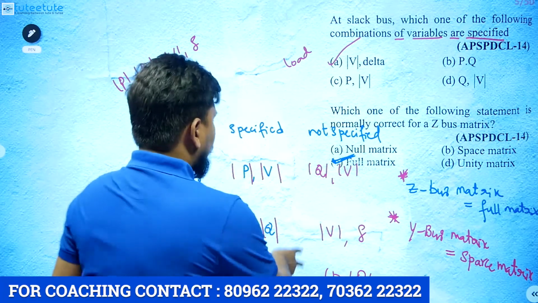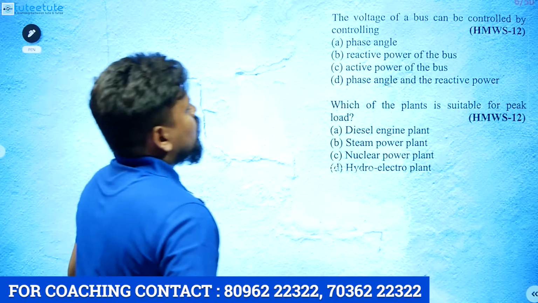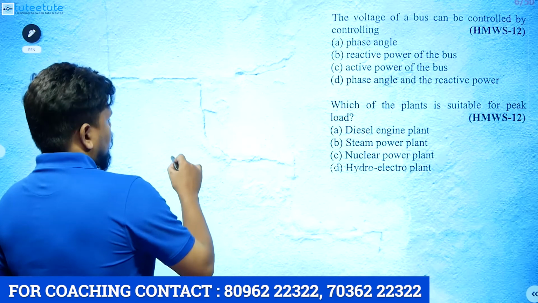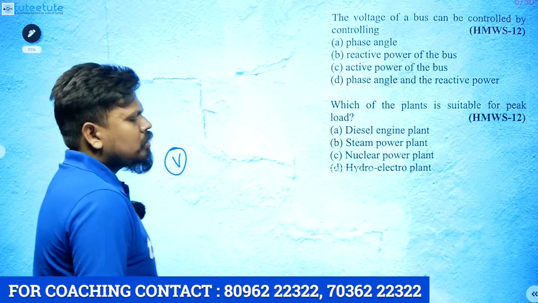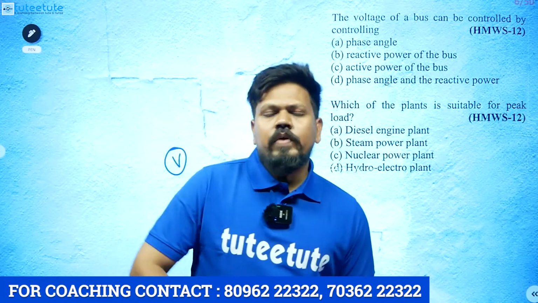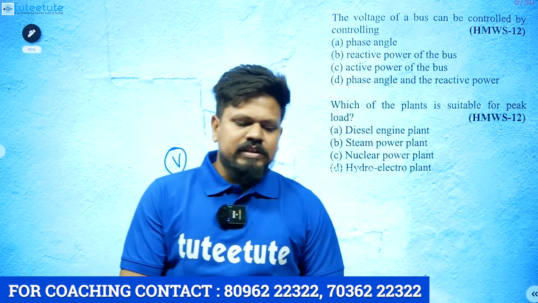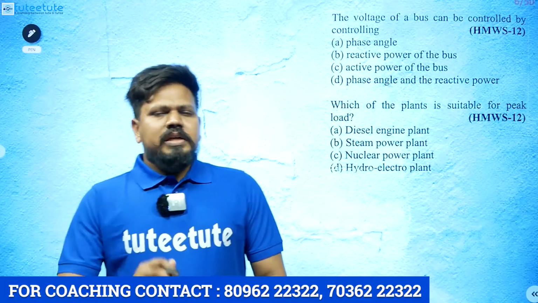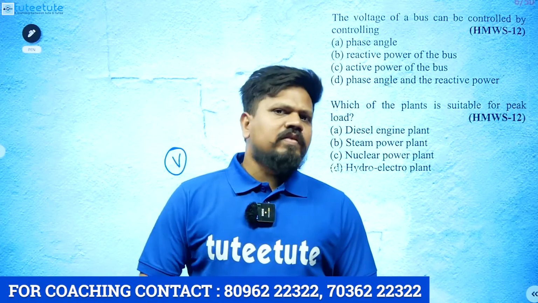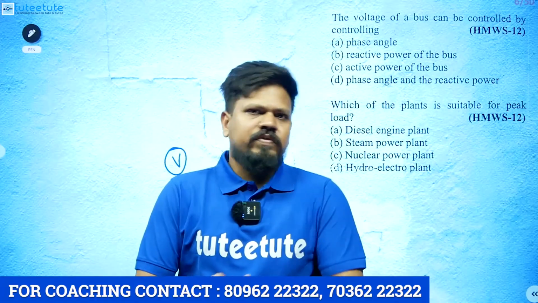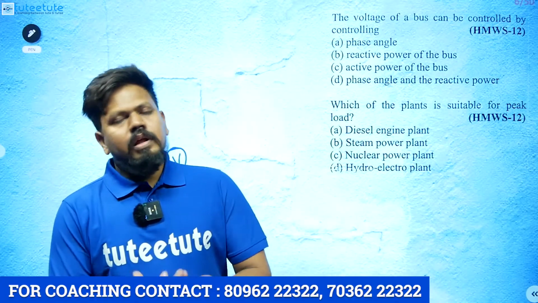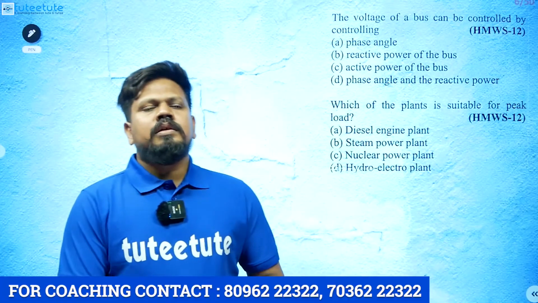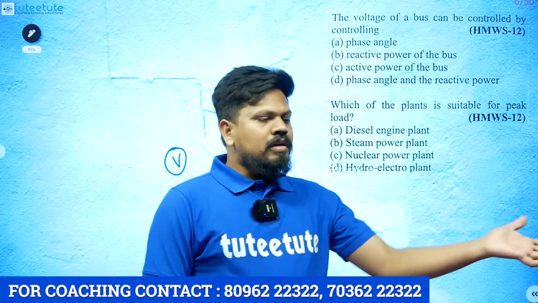Next question. The voltage of a bus can be controlled by controlling. So how can you control voltage? Just think, where will the voltage be low, decreasing or increasing? At the receiving ends only. On the generating side, the generator will automatically give the same voltage if it is working properly. Voltage control is generally needed in the transmission line or on the load side.